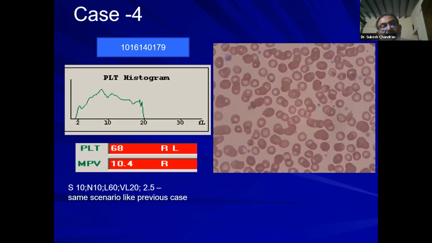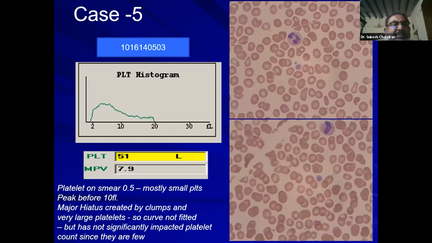Okay, here also the events are mostly between 10 and 20 femtoliters. The manual platelet count on this patient was actually 250,000. Now here there's no curve fit, but look at the distribution. Distribution is normal because the cell counter got confused because of the small platelet aggregates and large platelets. So it did not fit a curve, but the platelet distribution is normal.